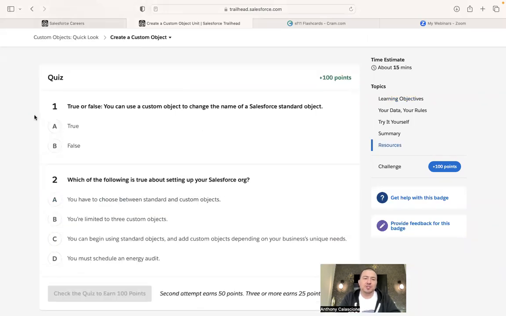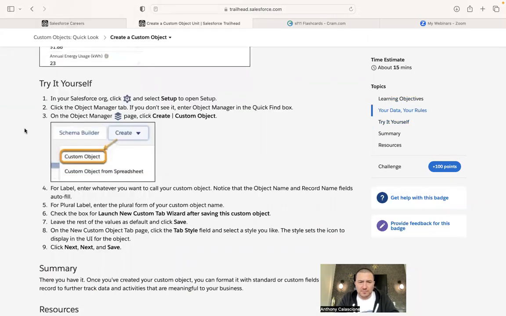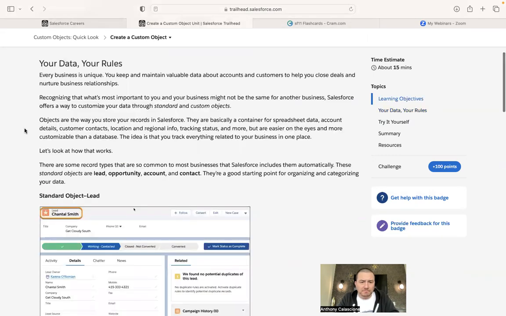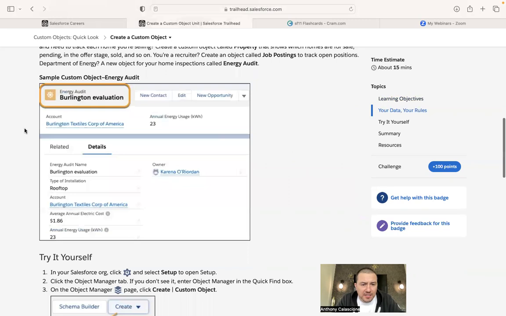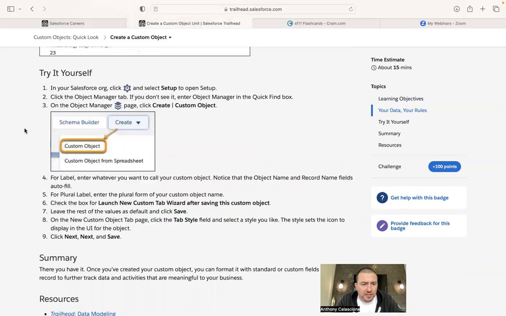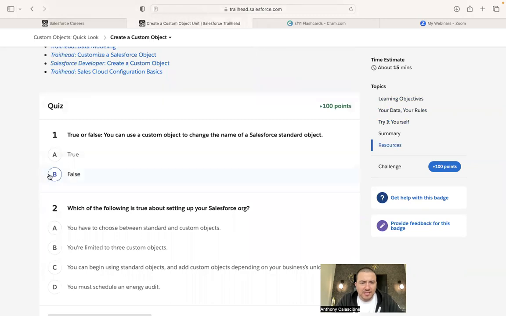True or false? You can use a custom object to change the name of a Salesforce standard object. I don't actually know that. I don't think so. I think you would just get rid of the old one and put in the new one. I'm looking at the page. Let's see. Try it yourself. For label, object name, for plural, check the boxes, summary. I don't even think they say it. So I think that's false. I don't think it changes the name. I think you just create a new one.